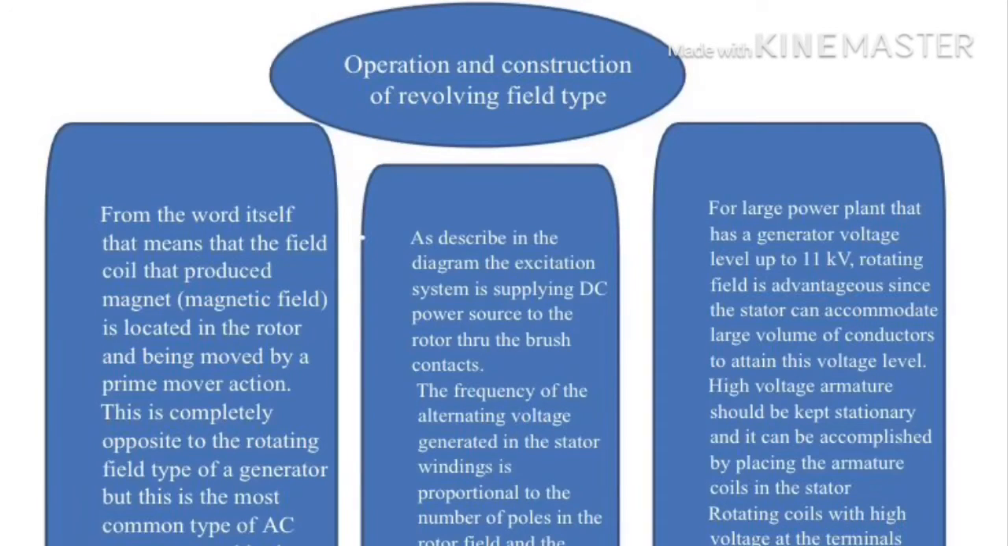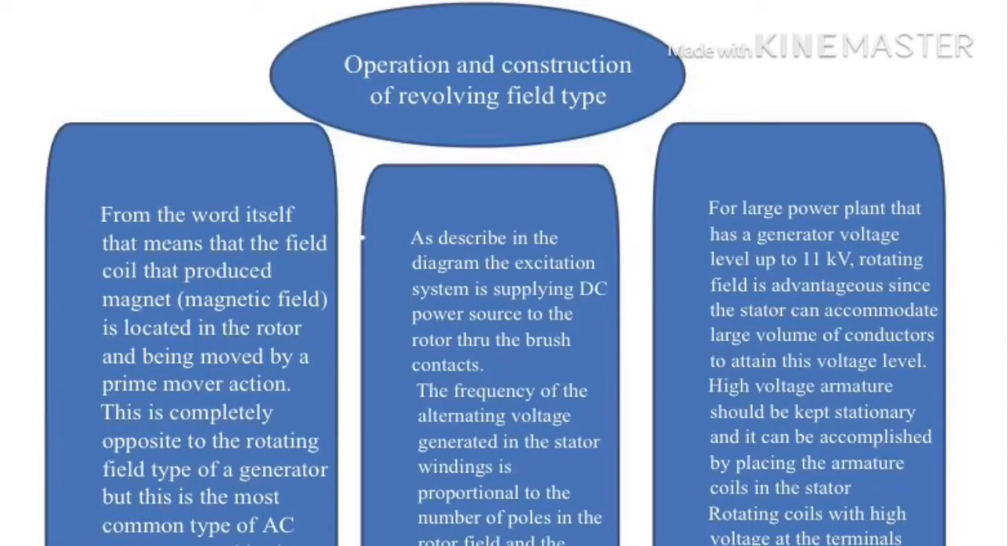Okay, next is operation and construction of the revolving field type. From the word itself, that means that the field coil that produces the magnetic field is located in the rotor and is moved by prime mover action. This is completely opposite to the revolving armature type of generator, but this is the most common type of AC generator used in industry.